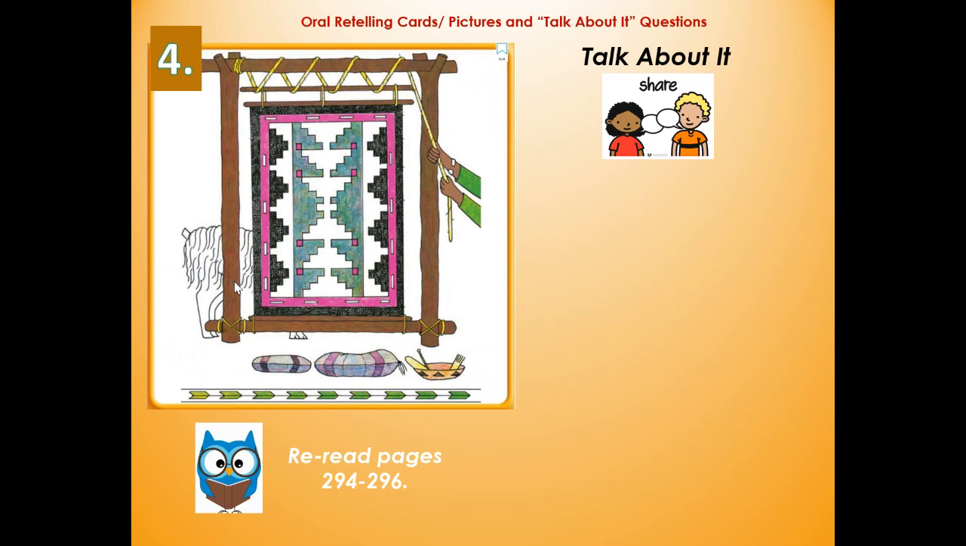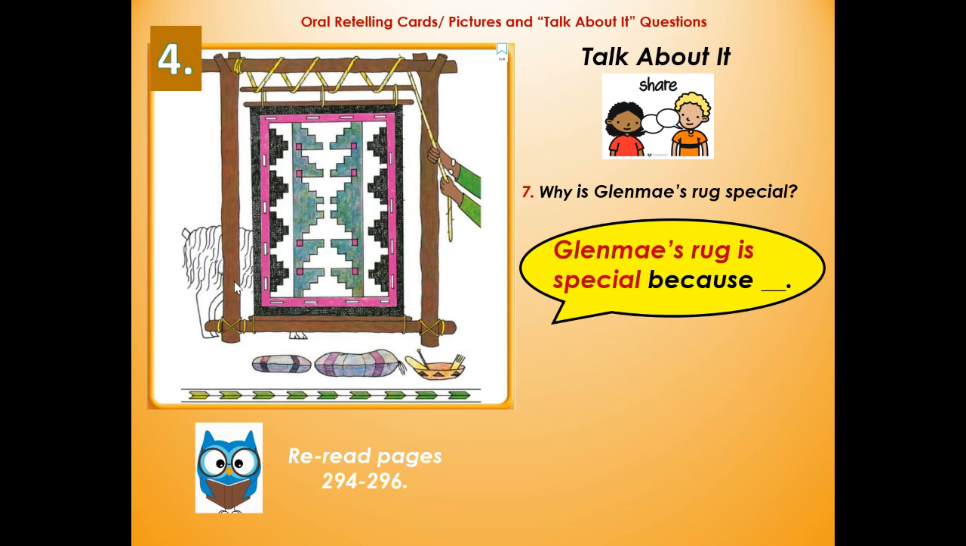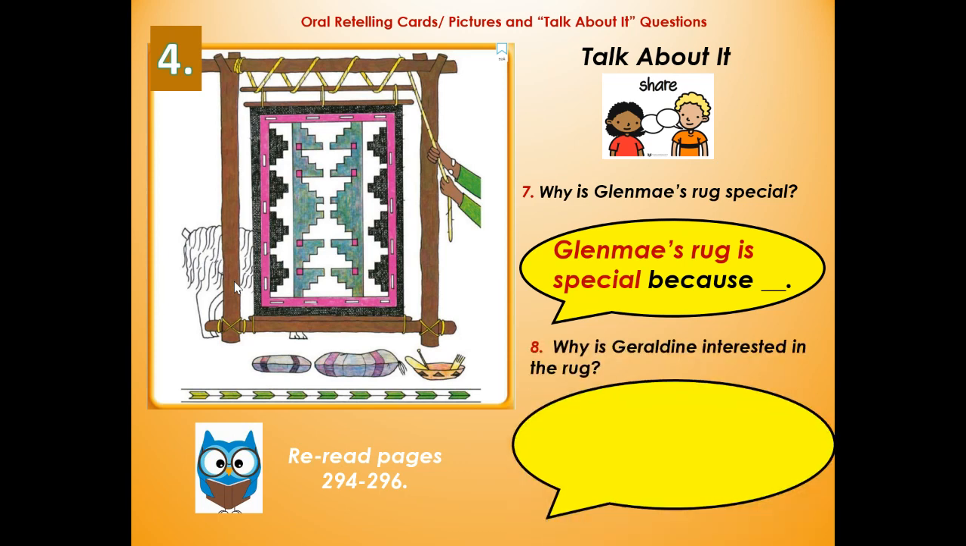Last major event, if you were to go back and reread pages 294 to 296, you could answer these questions. Why is Glen May's rug special? Glen May's rug is special because it is one of a kind. It's a work of art. It cannot be duplicated.